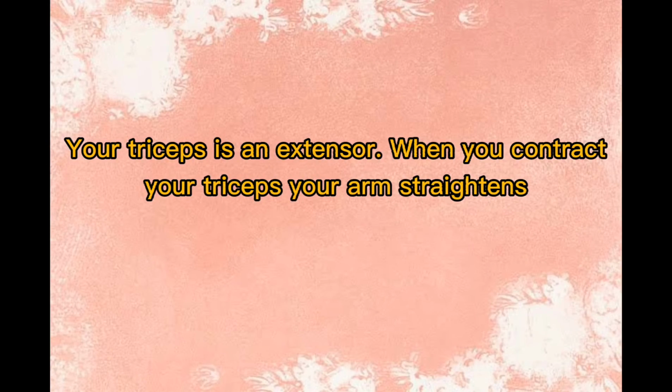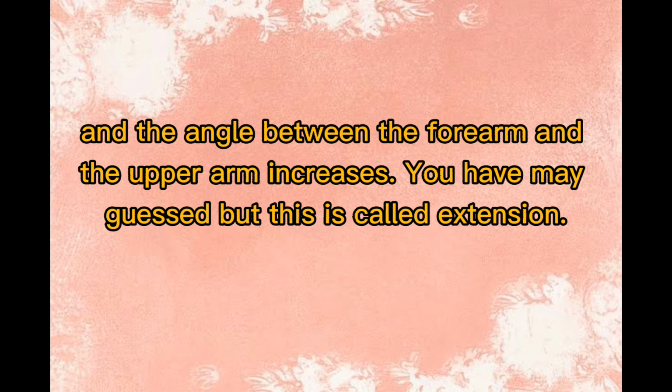And then, in this part, it is the antagonist. This muscle acts in opposition to the movement generated by the agonist and is responsible for returning the limb to its initial position. The opposing muscle of the flexor is called the extensor muscle. Your triceps is an extensor. When you contract your triceps, your arm straightens and the angle between the forearm and the upper arm increases. As you may guess, this is called extension. So, the triceps will be the antagonist as it relaxes to allow the movement to occur.